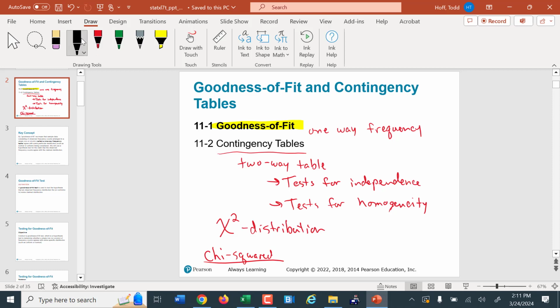But one thing to note, it is not a bell curve. It is always skewed to the right, like that. And similar to our t-distribution, it depends on degrees of freedom, so the size of the sample makes a difference. The chi-squared distribution and all of our chi-squared tests are always going to be right-tailed tests. So the alpha is going to be that area in the right tail always.